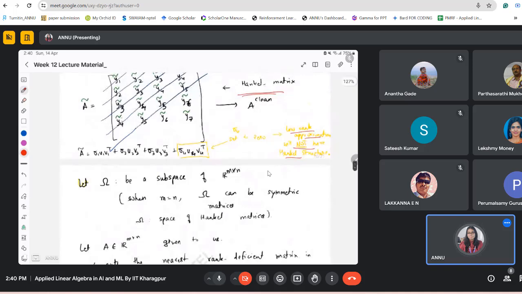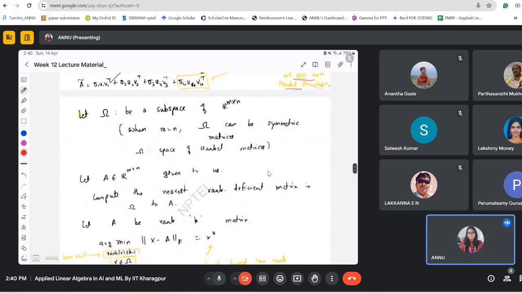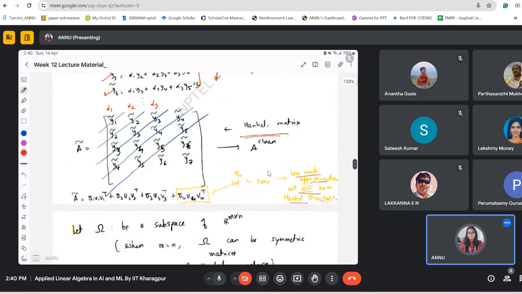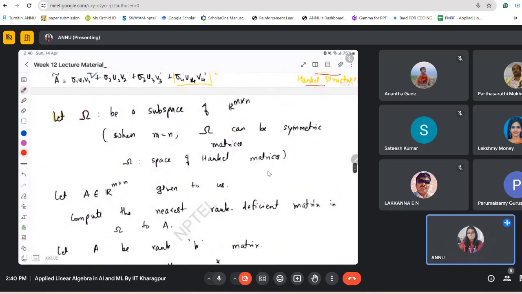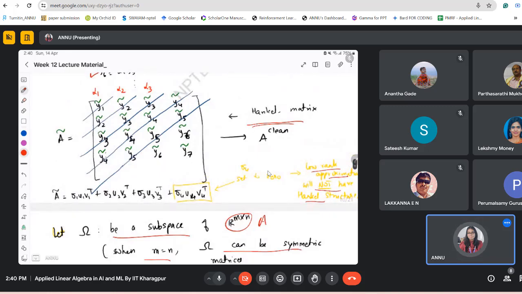Okay, so if A belongs to this m cross n space given to us, compute the nearest rank deficient matrix in the symmetric matrices to A. So how will you calculate? We have to see up to what sigma value we have to consider in calculating the nearest low rank matrix. So if A is a rank K matrix, we need to minimize with respect to the nearest structured low rank approximation. This is also called structured low rank approximation of A. You want it to be in a particular structure. So the rank of X should be less than or equal to K minus 1. Then only you can subtract it. And X should belong to this big omega, because big omega is actually the subspace of A.